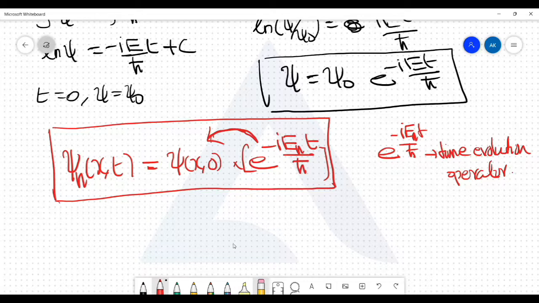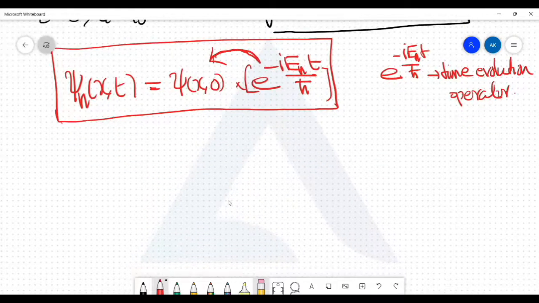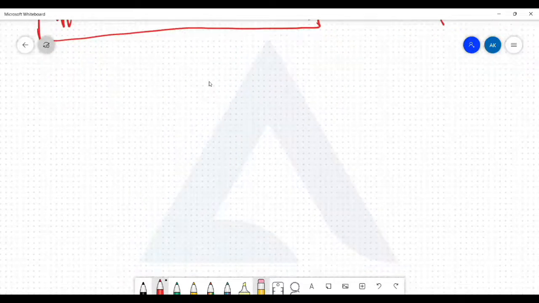That is, your wave function is multiplied with some phase. That's it. Let us see how we can apply this to our one dimensional box.